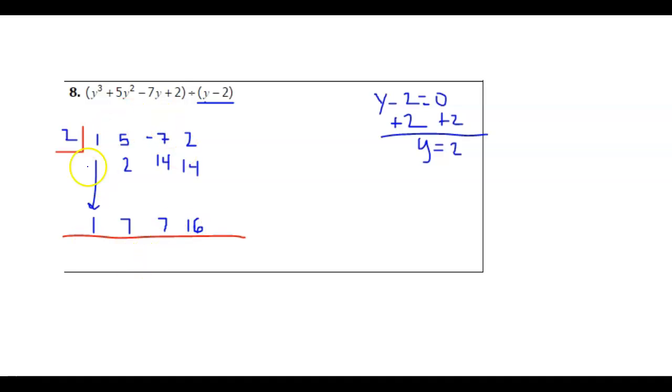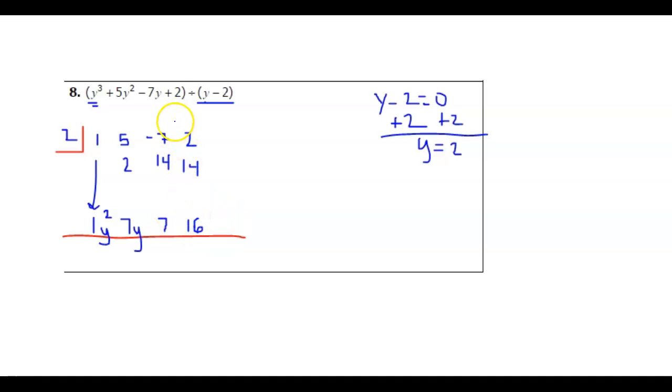Now I'm going to add in my variables, and I do it 1 degree less than what I started with. I started with a degree 3. So I'm going to add in a y to the second power. That's 1 degree less. And I'm going to descend down. Y to the second, y to the first, nothing here, right? Because that's now y to the 0, which is nothing.